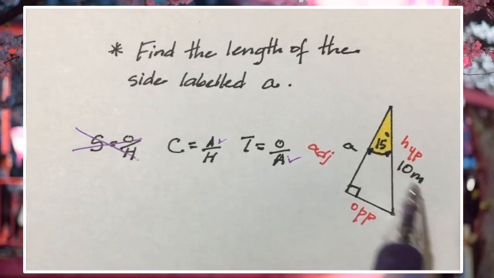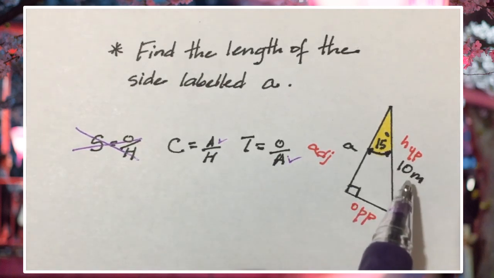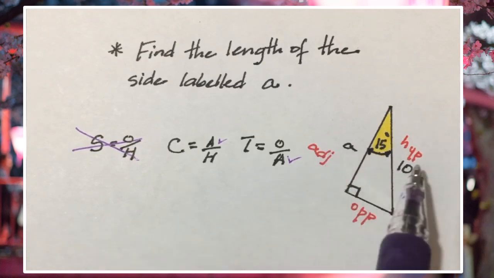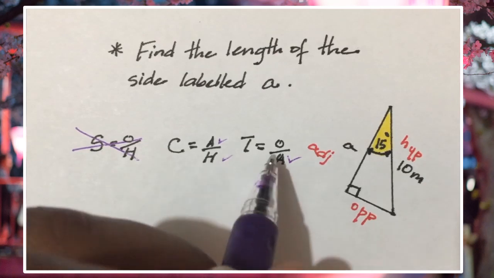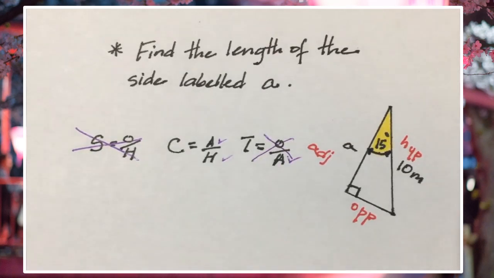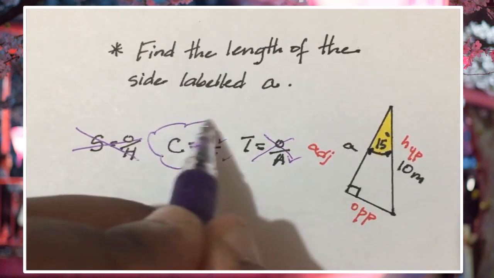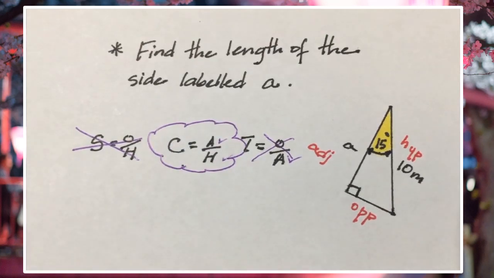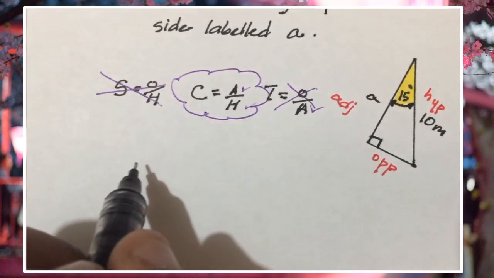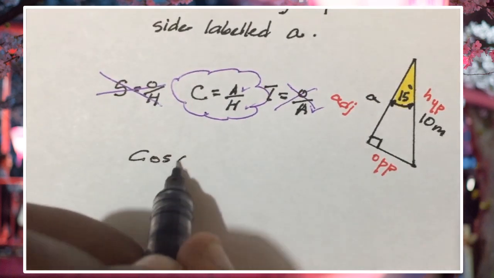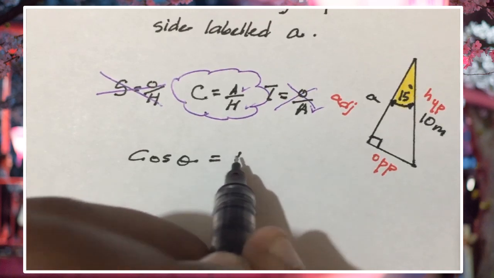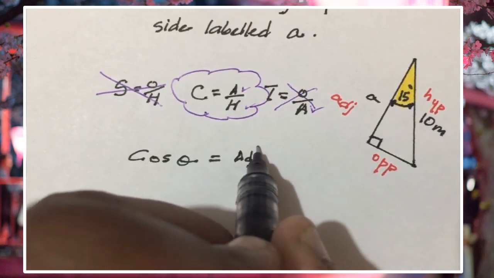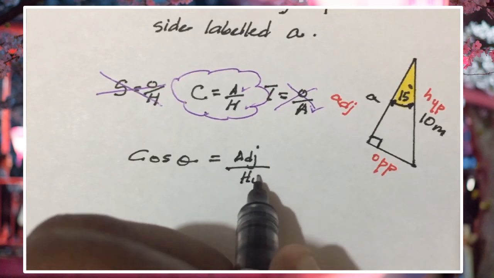So we were given the hypotenuse now. So the ratio we're going to use must have both the adjacent and the hypotenuse. So here's a hypotenuse, no hypotenuse. So we're going to have to use the cosine ratio. It's the winning ratio right now. So we're going to say cosine of theta, any angle, is equal to its adjacent divided by its hypotenuse.